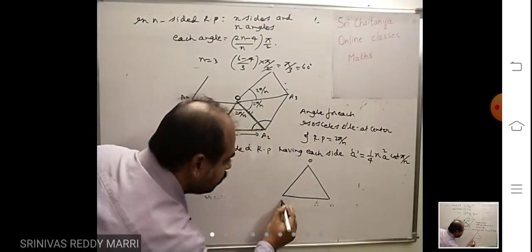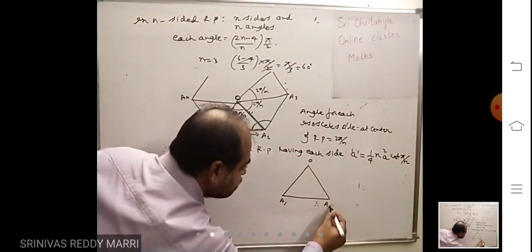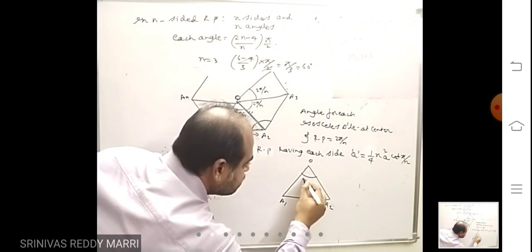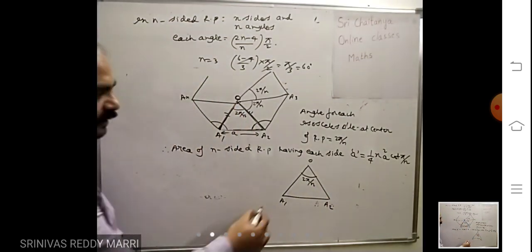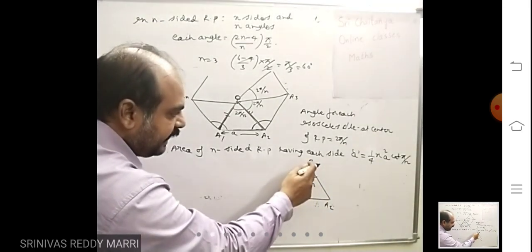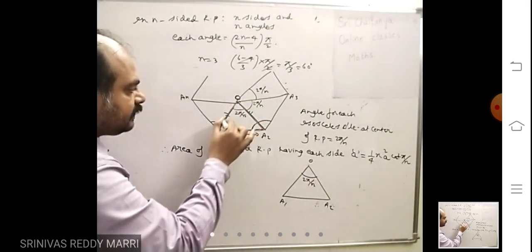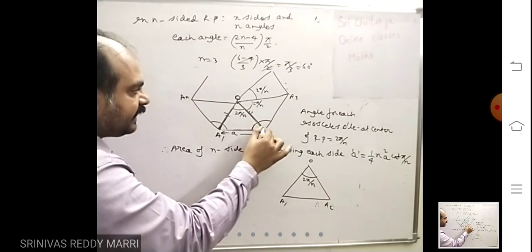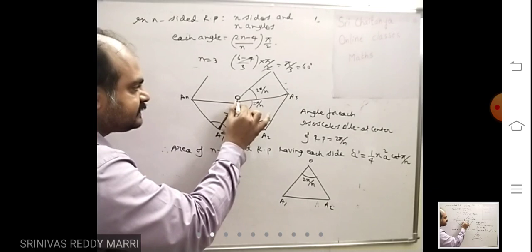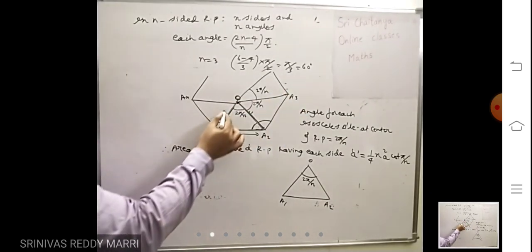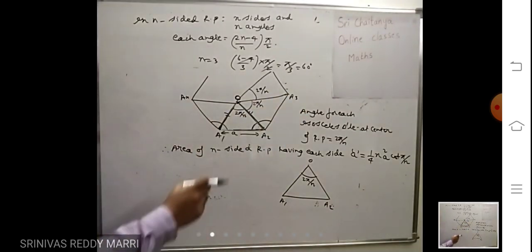This is O. This is A1. This is A2. And this is 2 pi by n. Now if you look at here, OA1 and OA2 are the same. So the area of this triangle will be equal to the area of this triangle, because this side, everything is the same and the included angle is also the same.